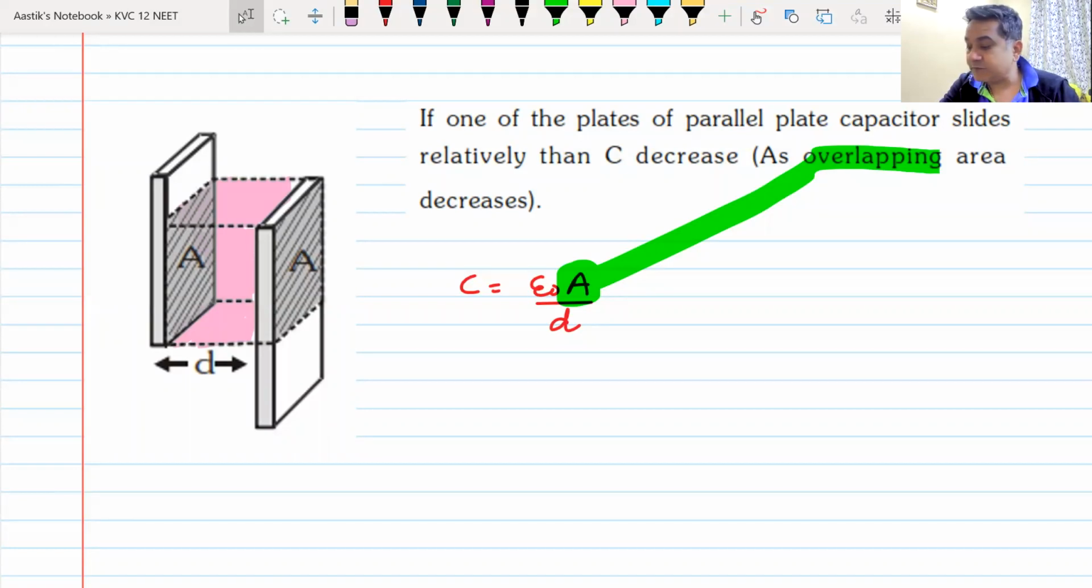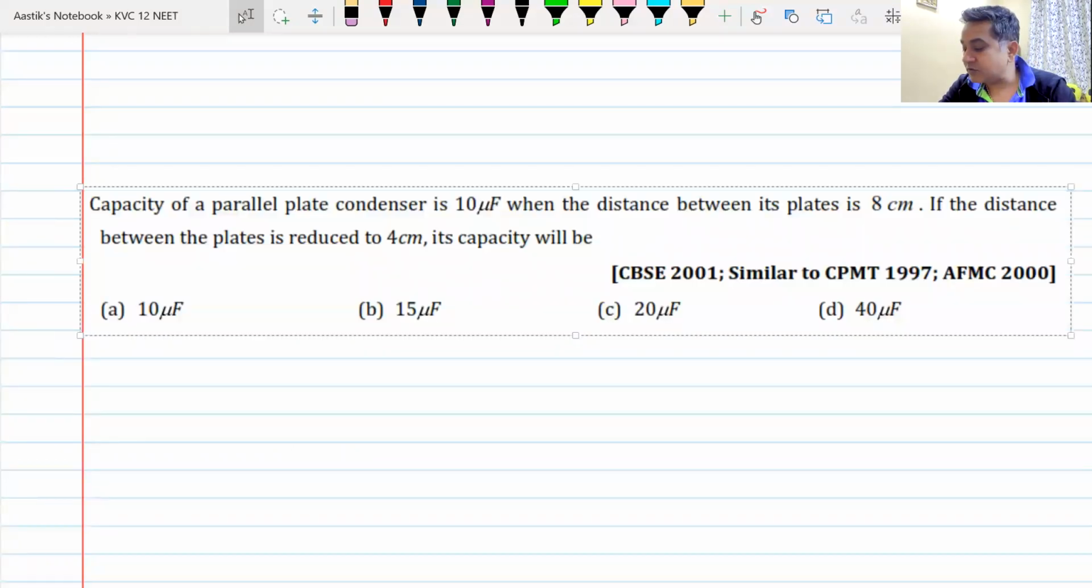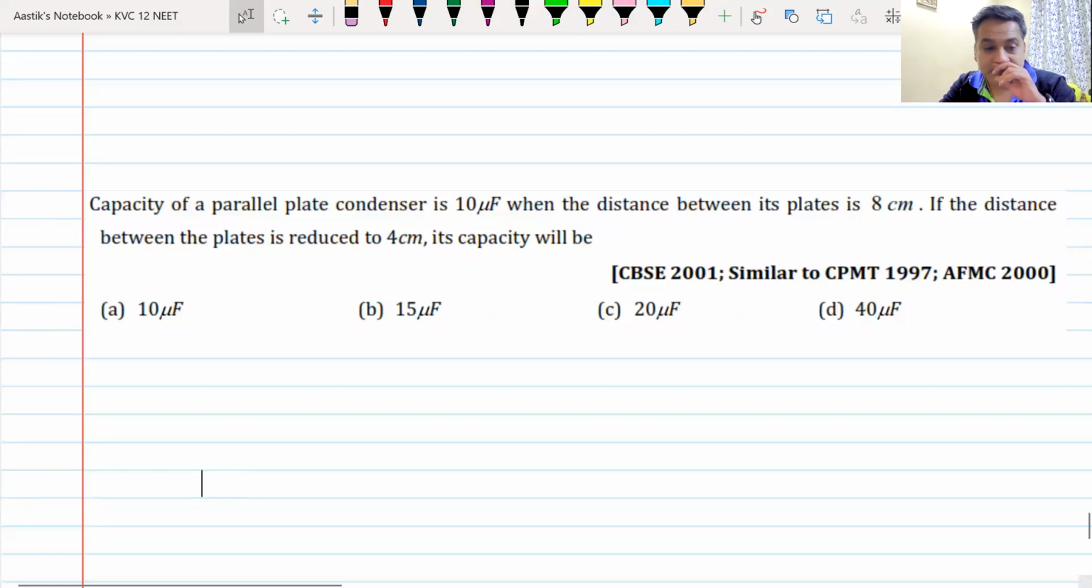Now comes a question for you. This is a question and I'll give you 2 minutes to solve this. A very simple question based on the simple concept. 2 minutes, give me the answer fast.